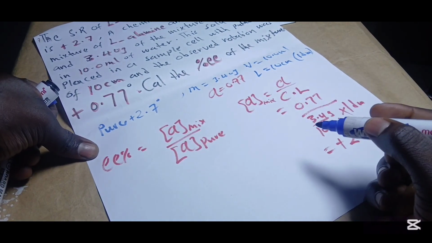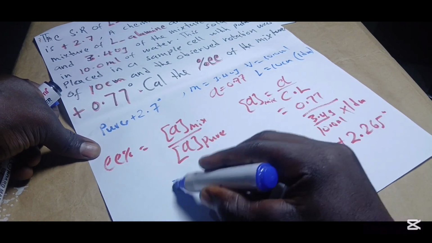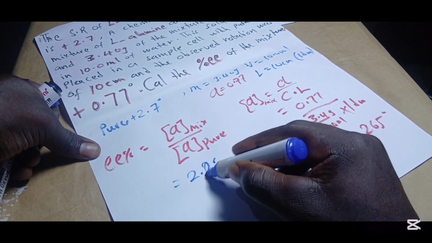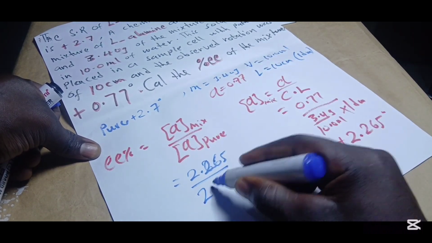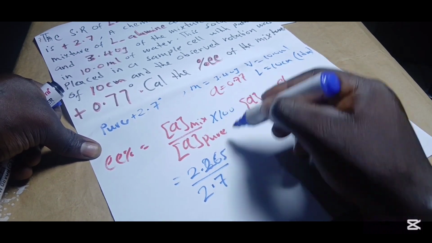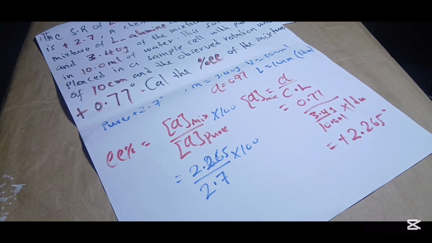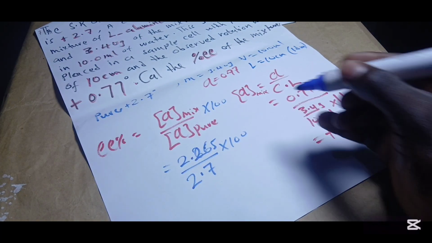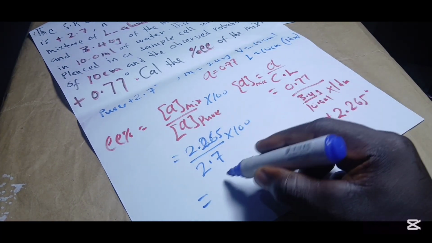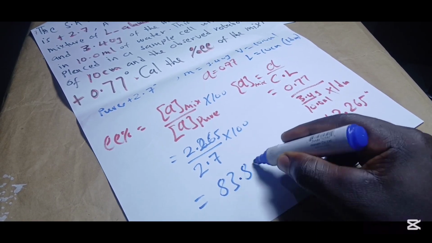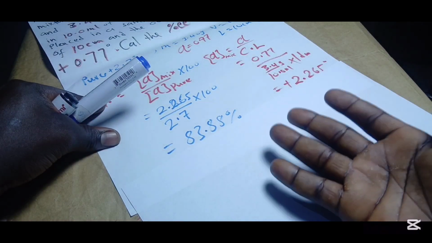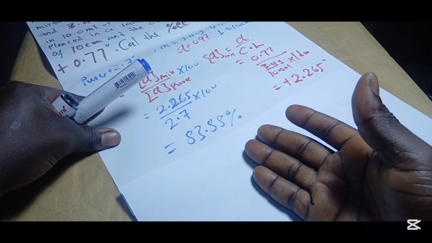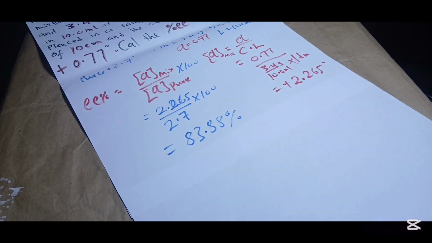That of the mixture is 2.265, and that of the pure sample is 2.7. So 2.265 over 2.7, and in percentage, we are multiplying it by 100. This gives us 83.88%. We are not asked to calculate the total percentage of the solution. So that's it. We were asked to calculate the enantiomeric excess of the mixture.